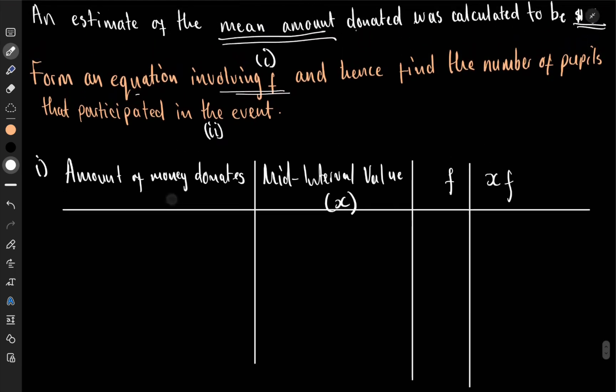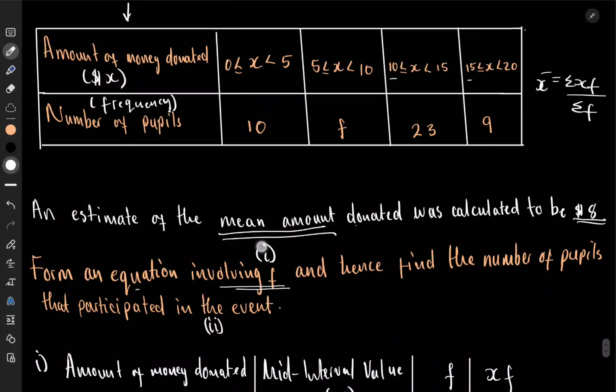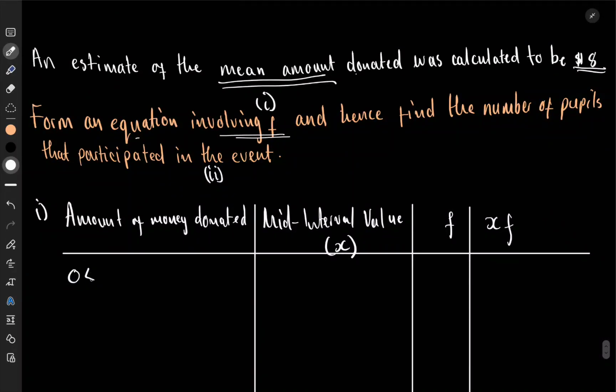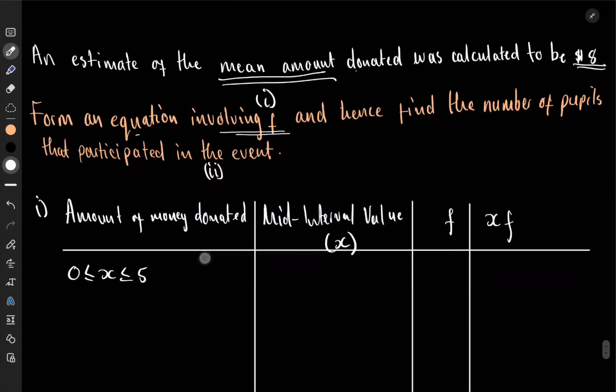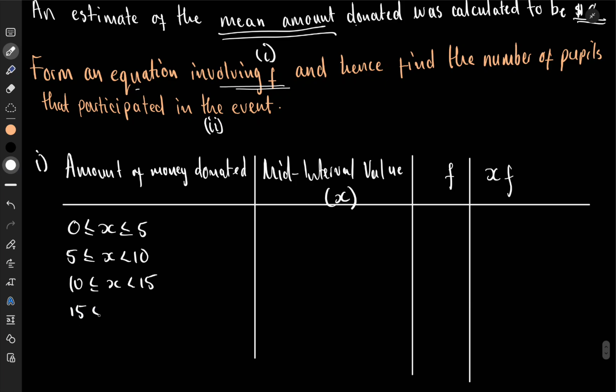So let's go. Amount of money donated. What is the amount of money donated? 0 to 5. So 0 less than or equal to x, which is less than 5. Then I can have my 5 less than or equal to x, which is less than 10. 10 less than or equal to x, which is less than 15. 15 less than or equal to x, which is less than 20. This was in dollars.